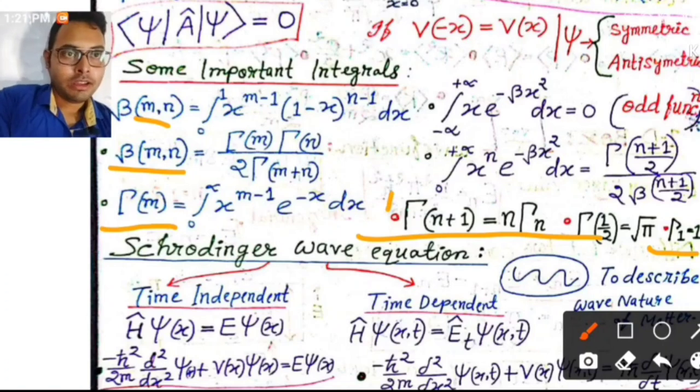Okay, this is an important integral: minus infinity to infinity, x to the power n e to the power minus beta x square dx. If n is odd, x is odd, and for an odd function this integral becomes 0. If n is not odd, then the value is gamma((n plus 1)/2) divided by 2 beta to the power (n plus 1)/2. Okay, remember these two important formulas.